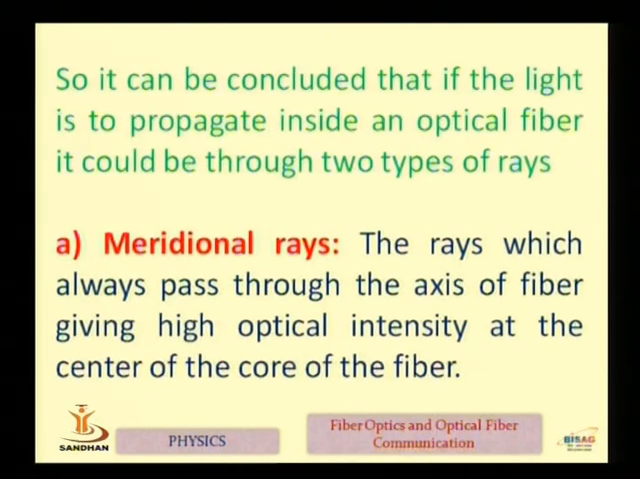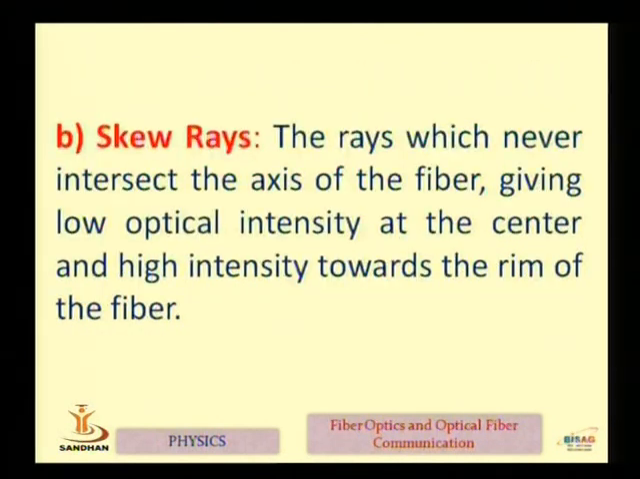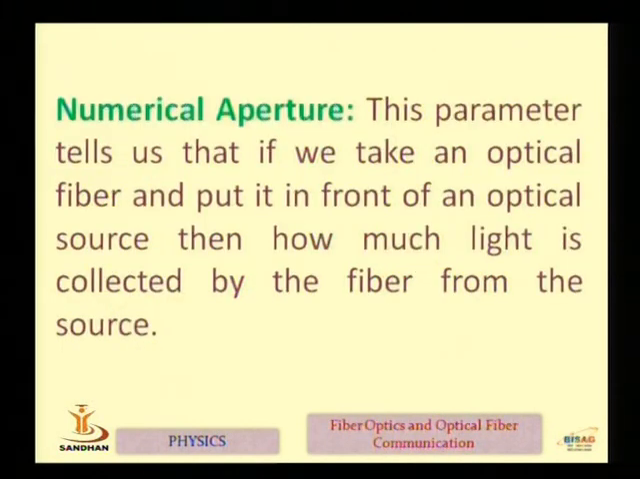So it can be concluded that if the light is to propagate inside the fiber optic cable, then two types of phenomena can occur. There are two types of rays. One is meridional rays, the rays which always pass through the axis of the fiber, giving high optical intensity at the center of the core. And skew rays never cross the axis of the fiber, giving low optical intensity at the center and high intensity towards the rim of the fiber.